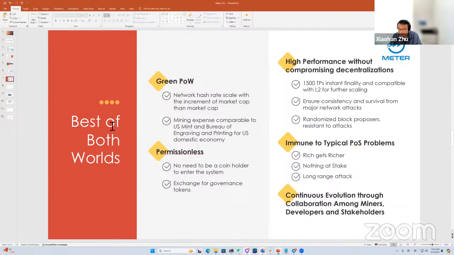On the proof of stake side, we can have higher performance. And also we can be immune to a lot of proof of work and proof of stake related problems, like rich get richer, nothing at stake, long range attack, those types of things, because now there's a notion of time and permissionless entry to the system. And also through the design of the system, we can basically use a governance token to continuously evolve the network and encourage collaboration between the different participants.